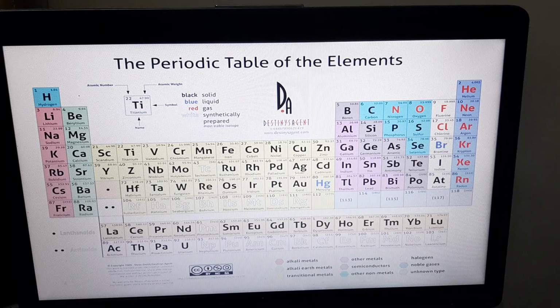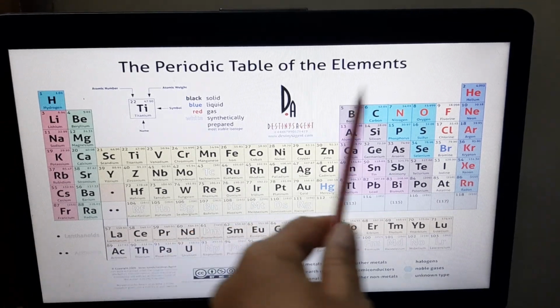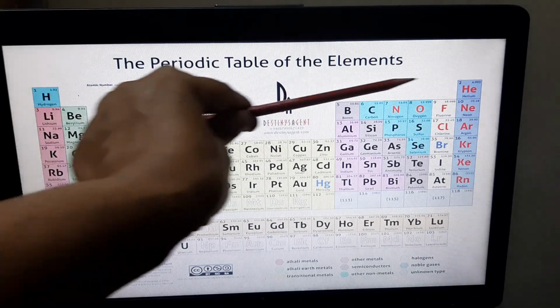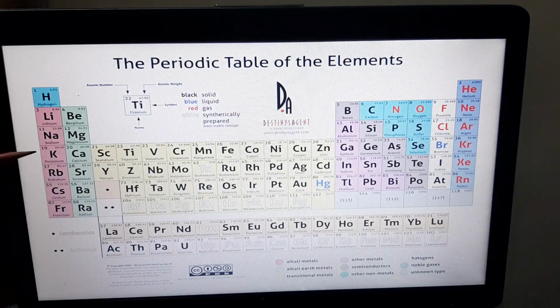So if you can see, there are 7 rows, and we know what the rows are. Horizontally arranged elements are rows, and there are 7 rows. So this is row 1, then you have row 2, 3, 4, 5, 6 and 7. Remember, the lanthanide and the actinide series are part of the 6th and 7th rows. These rows are called periods, and they are numbered 1 to 7.